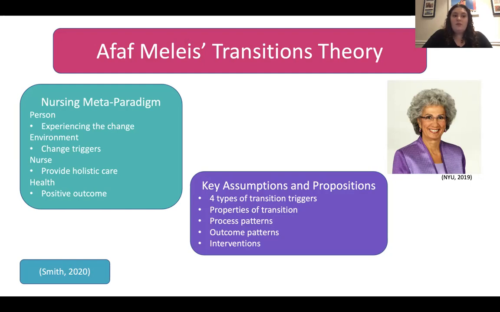And this can be done through a variety of interventions, such as providing expertise, modeling the role of others, setting goals, and activating resources. When we examine this through the nursing meta paradigm, the person is whoever is experiencing this change. Environment is made up of these change triggers and could also be wherever this change is taking place. The nurse helps the person through this transition by providing holistic care, and health is having a positive outcome from this transition.